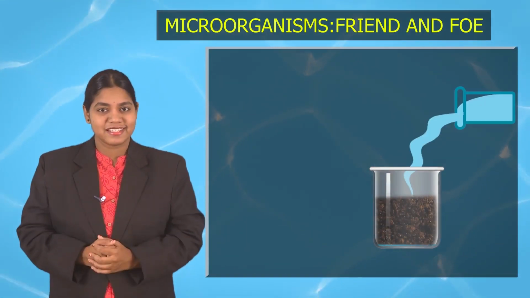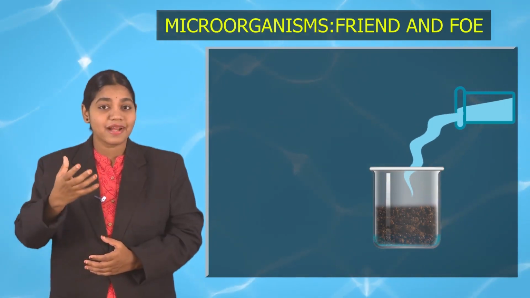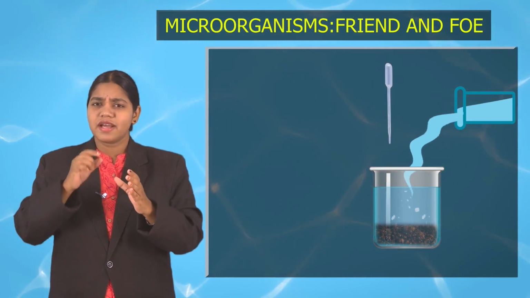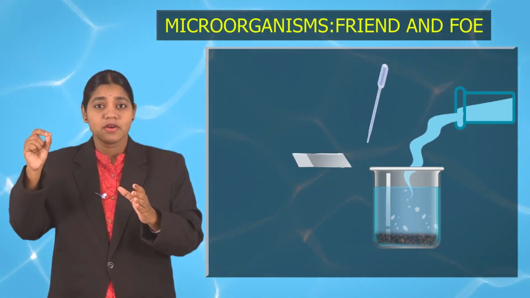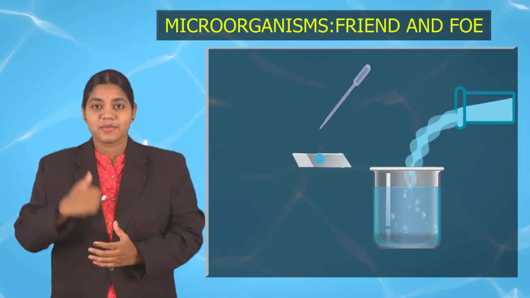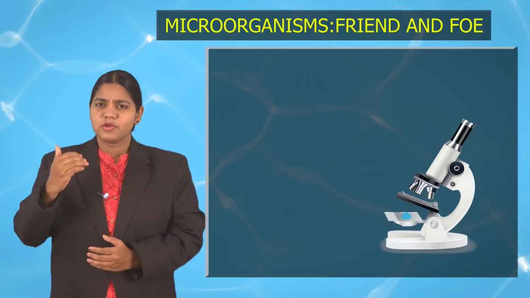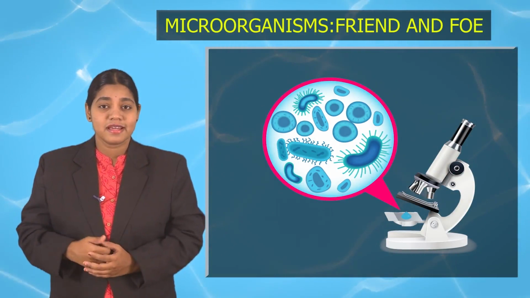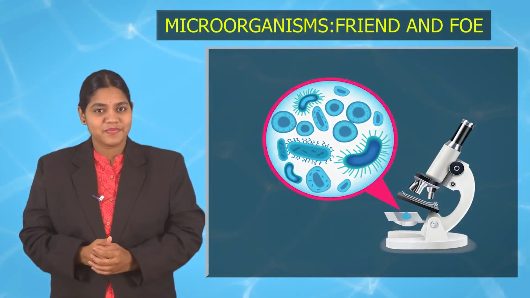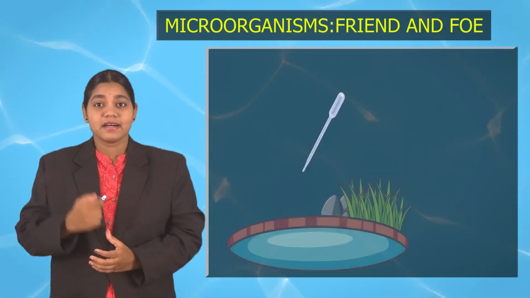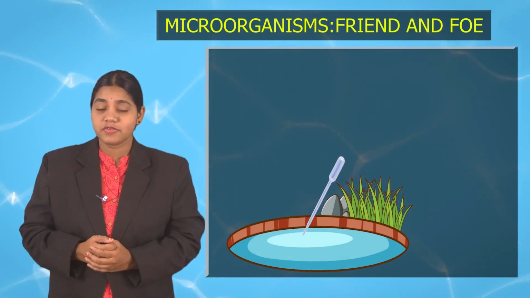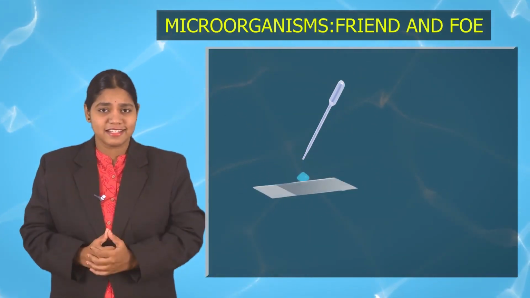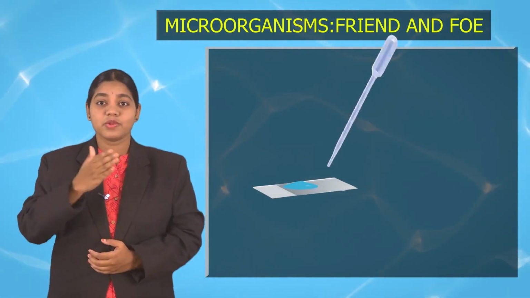In the first activity, collect some moist soil from the field in a beaker and add water to it. After the soil particles have settled down, observe a drop of water from the beaker under a microscope. You will observe different kinds of microorganisms. In the next activity, you can take a few drops of water from a pond and spread it on a glass slide and observe through a microscope.